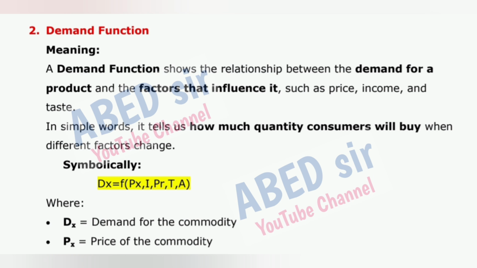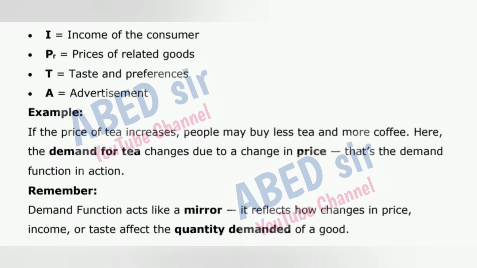Symbolically, Dx = f(Px, I, Pr, T, A), where D is equal to demand for the commodity, Px is equal to price of the commodity, I is equal to income of the consumer, Pr is equal to prices of related goods, T is equal to taste and preferences, A is equal to advertisement.